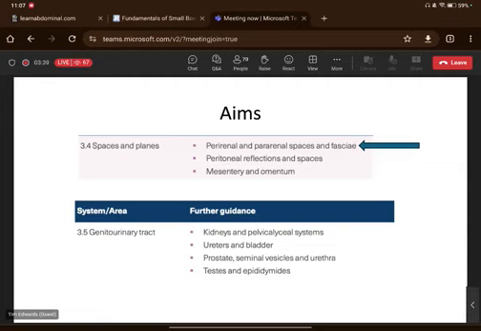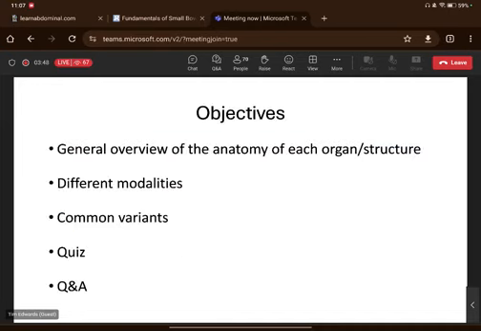Bhavna's going to mention the peritoneal reflections and spaces as well in her talk, so we'll cover all of this. And as I said, the way that I'm going to do it is each time going through a general overview of the anatomy through diagrams, and then trying to include as many different modalities as I can that show these structures. I'll mention some common variants that we'll see that are relevant for the exam, and then at the very end of both of our talks, we'll do a quiz to test your knowledge.